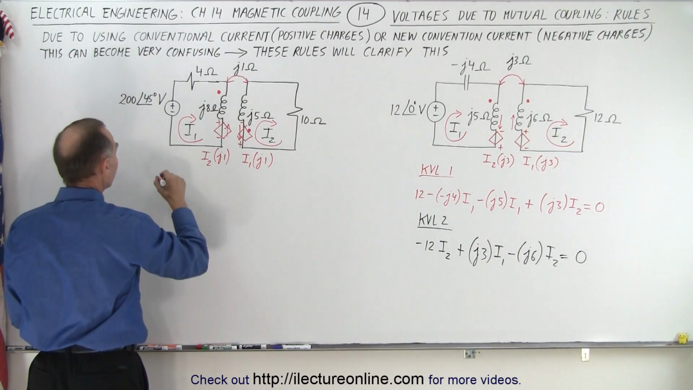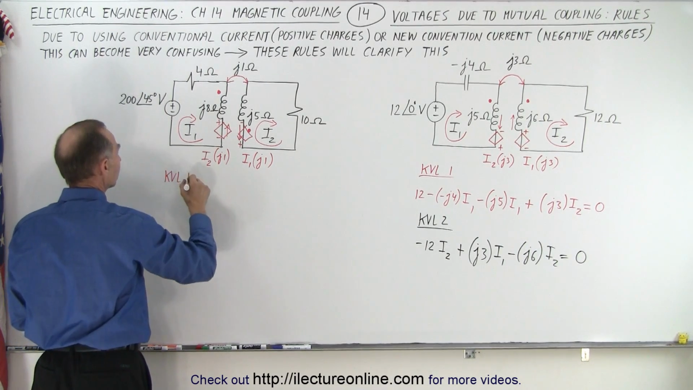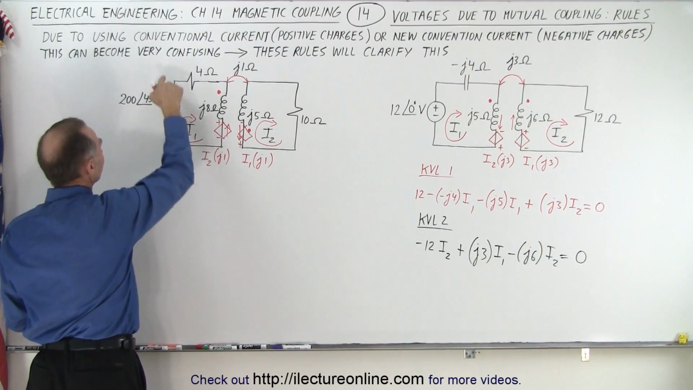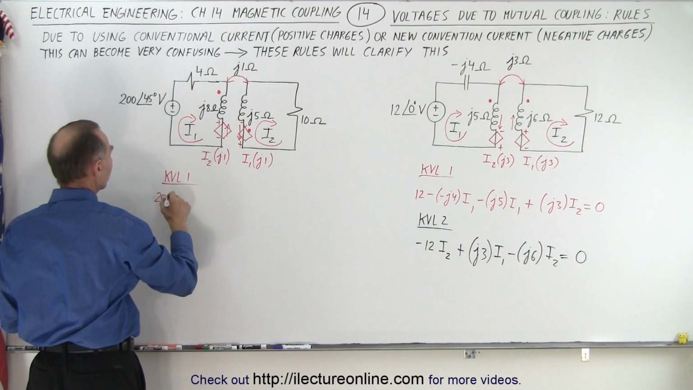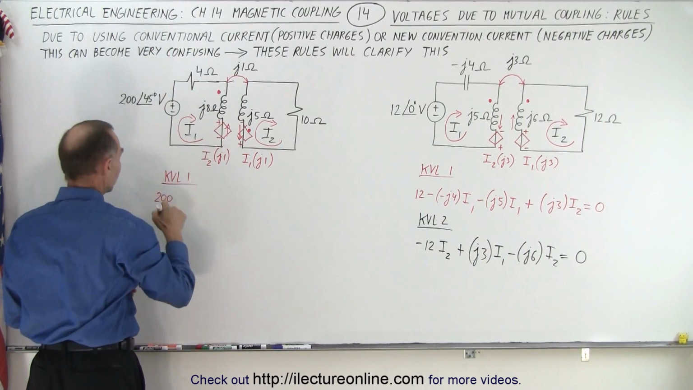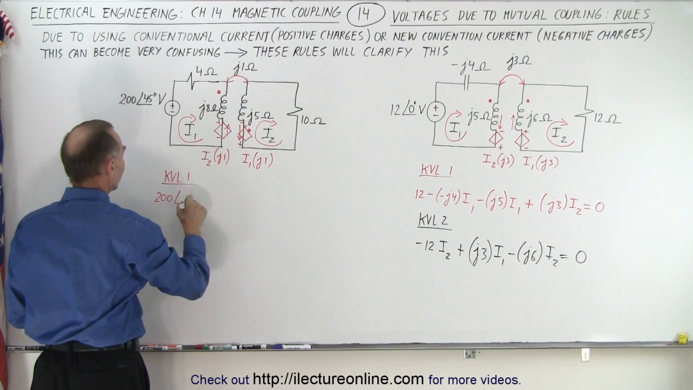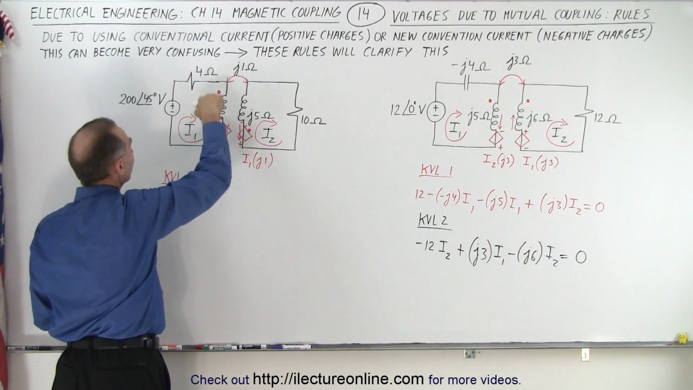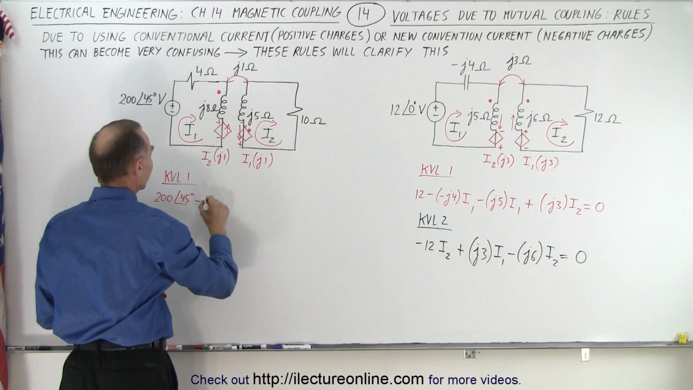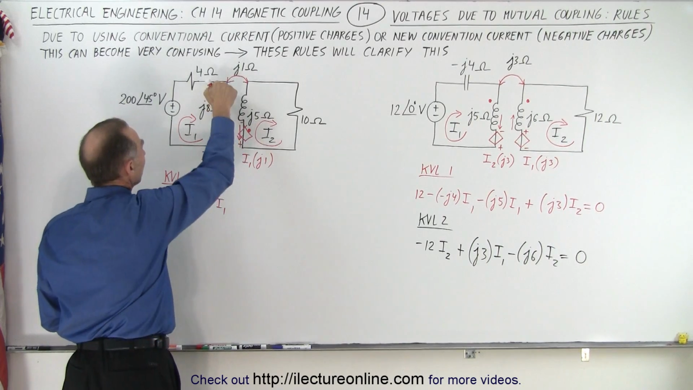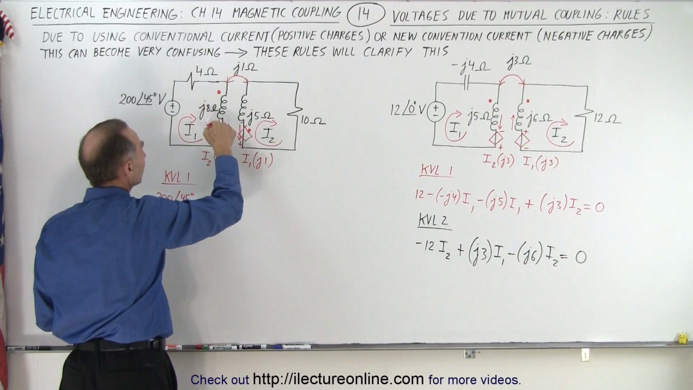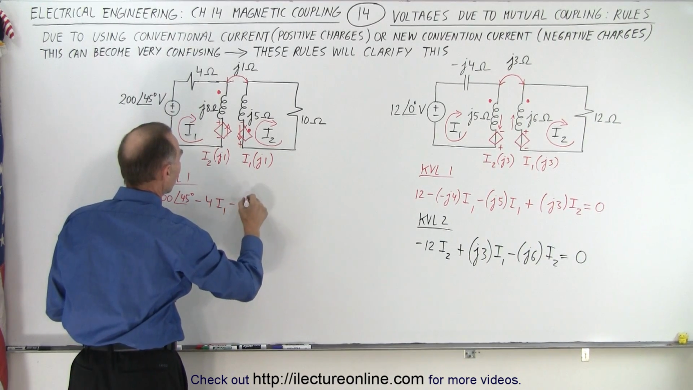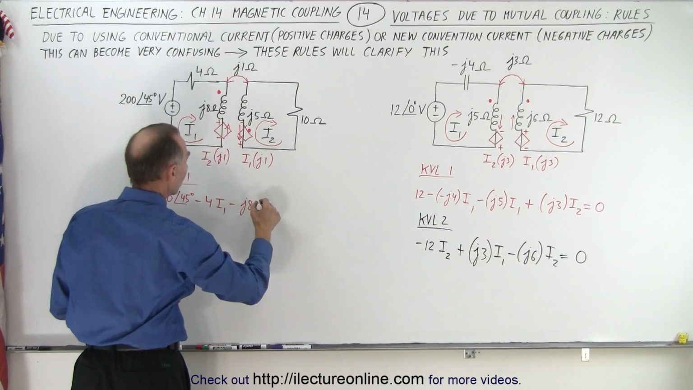And let's calculate the KVLs again for both loops. So let's start with loop 1, KVL 1. Starting over here, going across the voltage source from negative to positive, that's the voltage rise, 200. Again, I use the conventional current, so 200 with a phase angle of 45 degrees. Then we go across the resistor with the current, that's a drop, minus 4 times I1. Then we go across the inductor, and that would be a voltage drop.